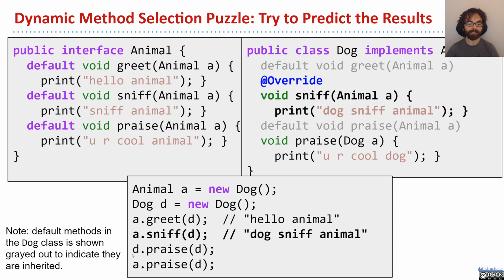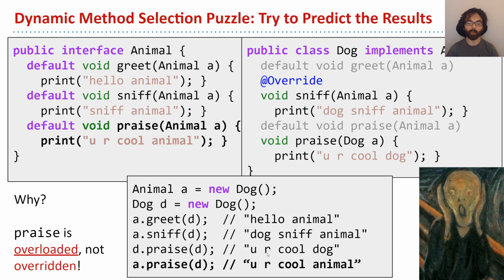Okay. Now we get to d.praise(d). So in this case, we have a method called praise, and we have a dog calling praise dog. So we get you are cool dog. And then lastly, we have a.praise(d). And in this case, somewhat surprisingly perhaps, the answer is you are cool animal, not you are cool dog.